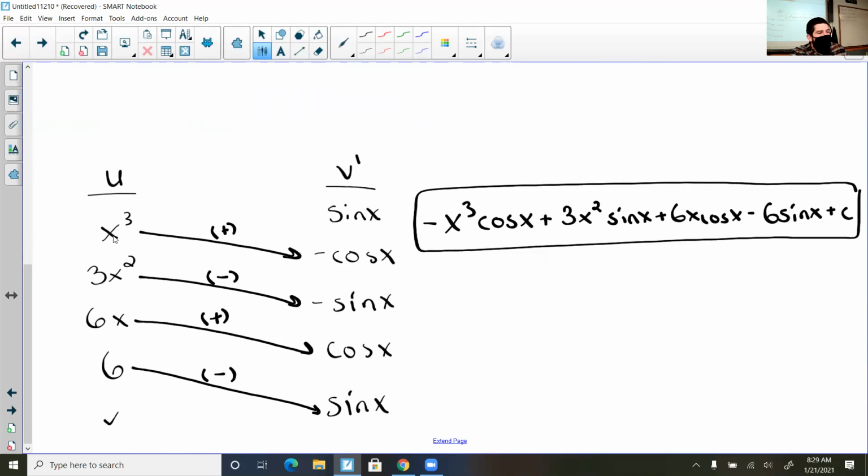And now I'm going to go ahead and do my pattern. So I'm going to multiply by a positive 1, we'll call it. Multiply by a negative, multiply by a positive, multiply by a negative. And then I get these 4 terms with my plus c as my 5th term to be the final answer. Now, you could use integration by parts, but obviously that would become extremely tedious and gruesome. So I recommend just alternating between plus, minus, and plus, minus.